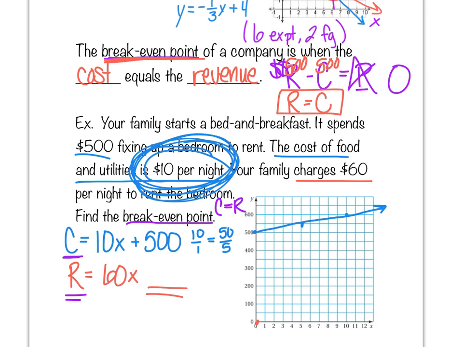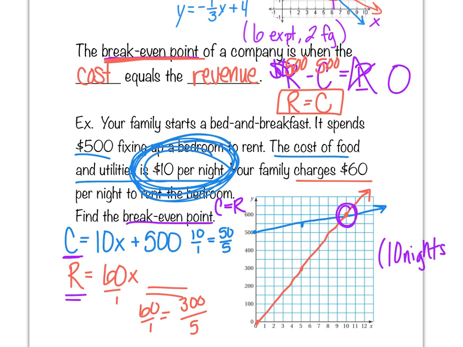Now, because they're counting by 50s, I don't want to go up 60 over 1, right? So going up 60 over 1 is going to be the same as, if we multiply by 5, going up 300 over 5. Now I can graph this better. So rise 300, run 5. Rise 300 puts us at 600, run 5, and you can see now what our intersection is going to be. So our break-even point is going to be right here at X was 10, right? So 10 nights.